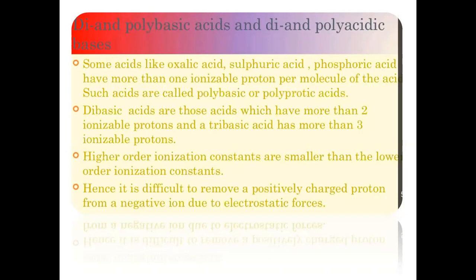The same is for the bases, students. For bases also, we must take different ionization constants, dissociation constants. Just remember that Kb1 is greater than Kb2, and similarly Kb2 is greater than Kb3, right? So we can take different dissociation constants, and always the value of the first dissociation constant is greater as compared to the second, as compared to the third.